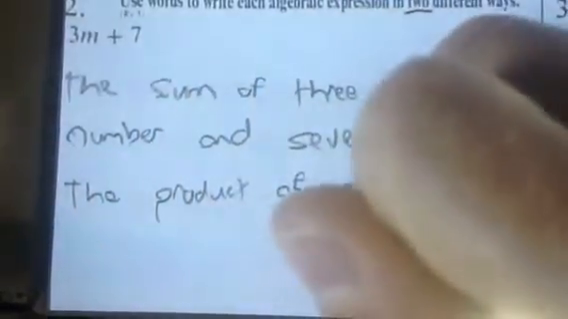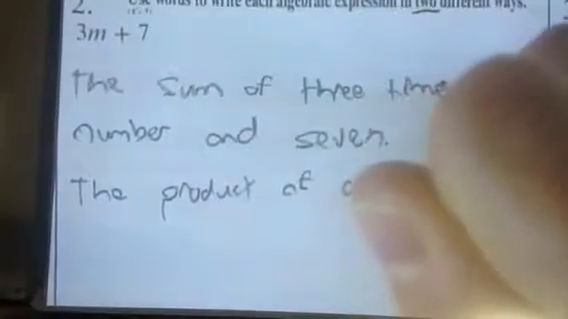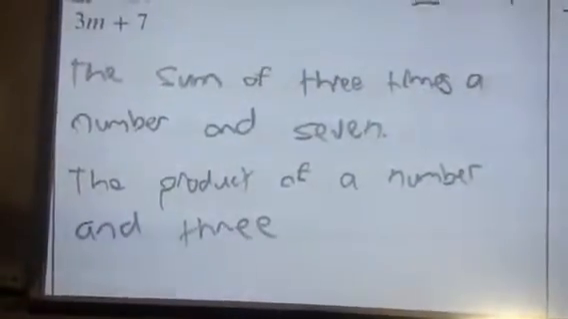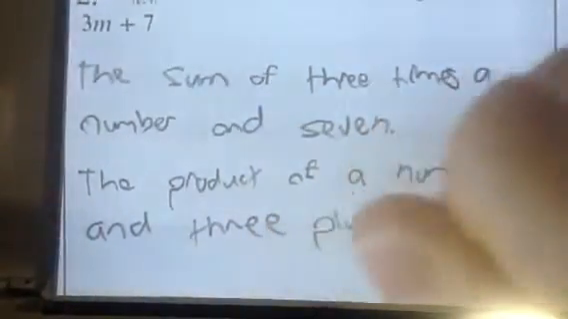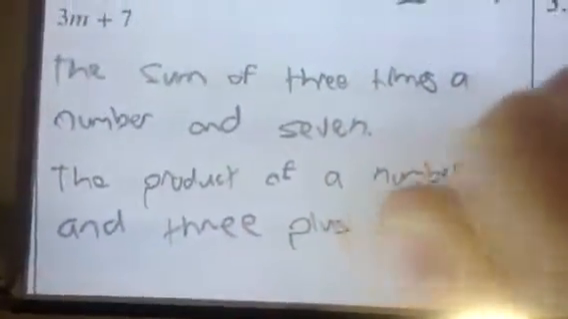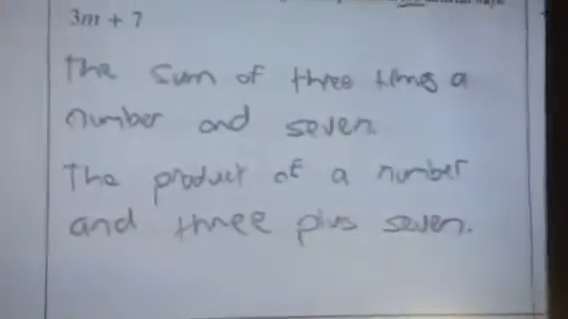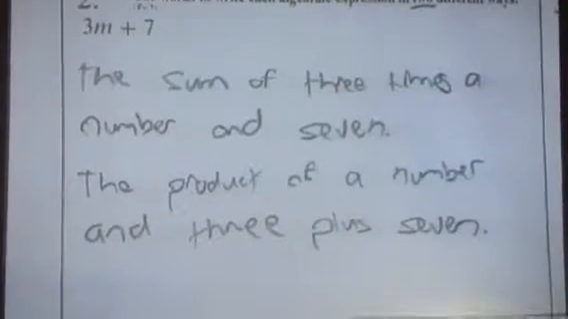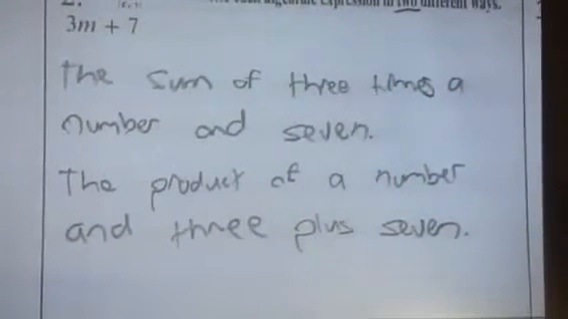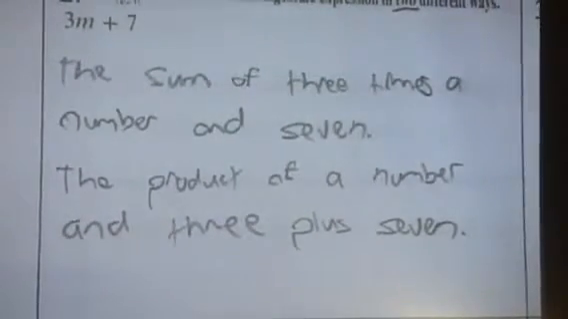You could also write the product of a number and 3. So that's that 3m, the product of a number and 3, and then add plus 7. So I just chose 2 different ways to represent this algebraic expression. Make sure if it says to use 2 ways, you use 2 ways.